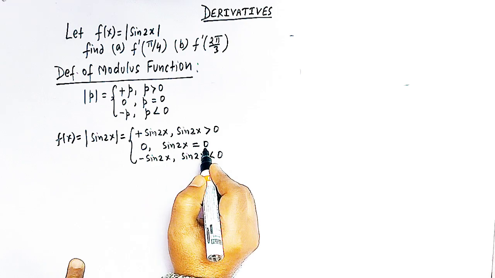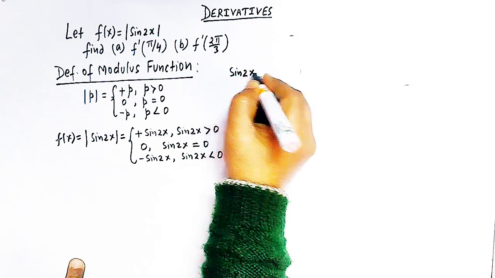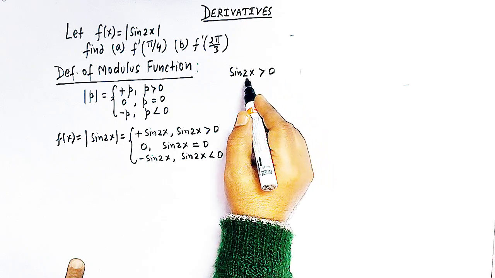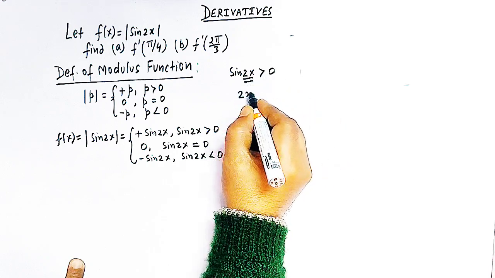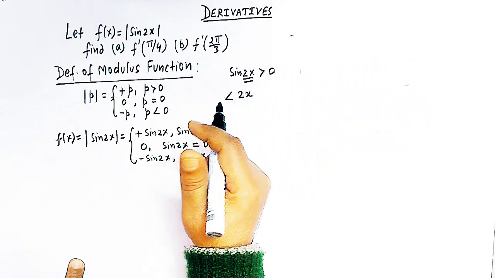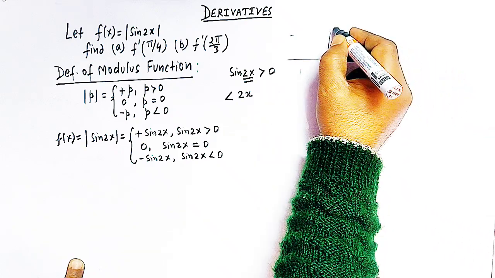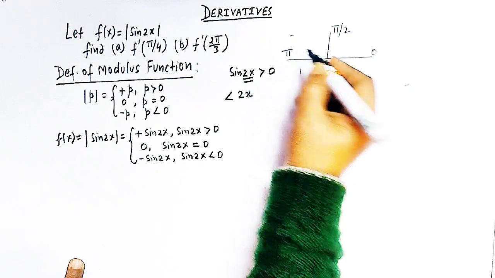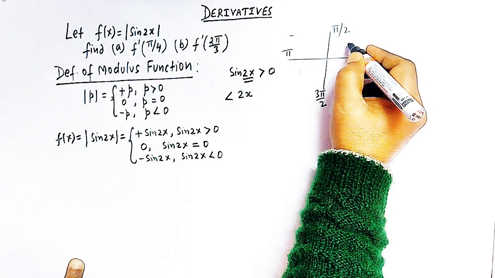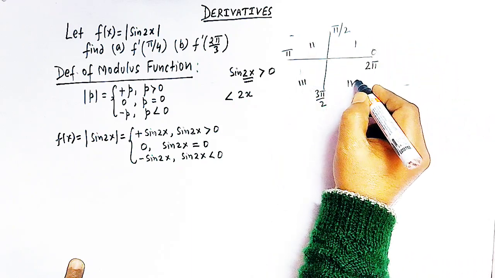we have a trigonometric equation, right? So see, sine 2x is greater than 0. Now sine 2x is greater than 0 when this 2x lies either in the first quadrant or in the second quadrant. So if we draw the quadrants, here we have 0, here pi by 2, here pi, then 3 pi by 2, and here 2 pi. Now this is the first quadrant, this is second, this is third, and this is fourth.